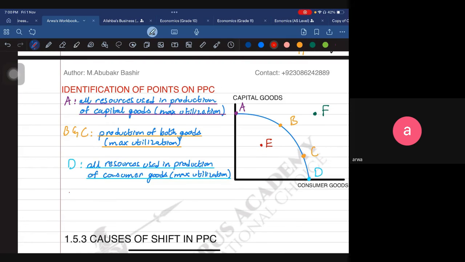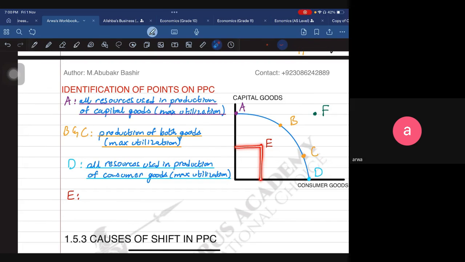So E point is basically showing what? It's showing the inefficient utilization of resources. They're not doing full employment. They are not allocating resources efficiently. So there is underutilization there, but are they producing both the goods? I think, yes.